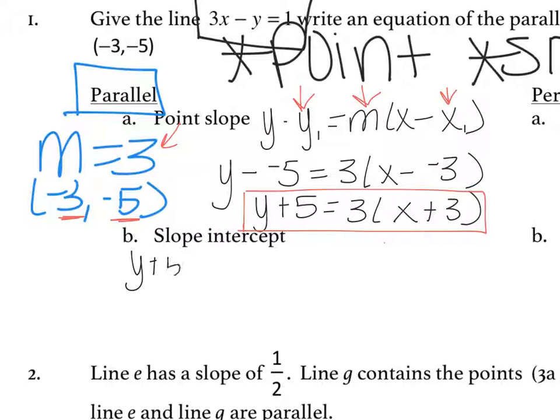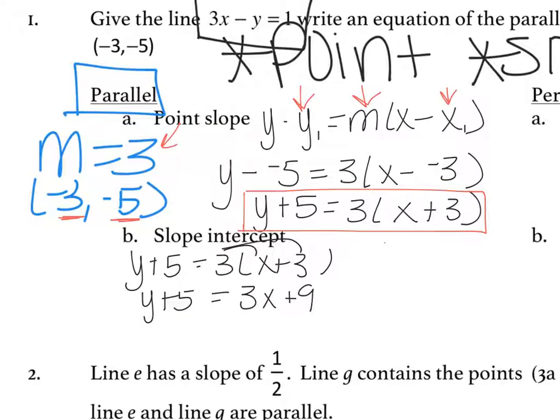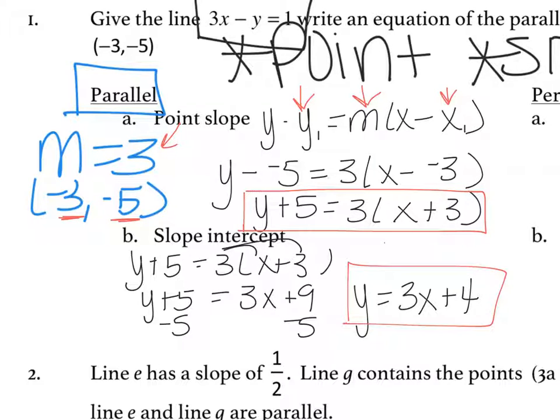y plus 5 equals 3 times x plus 3. I'm going to distribute the slope here. So I get y plus 5 equals 3x plus 9. And then you're going to subtract the 5. So you're left with y equals 3x plus 4. And that's all you got to do.